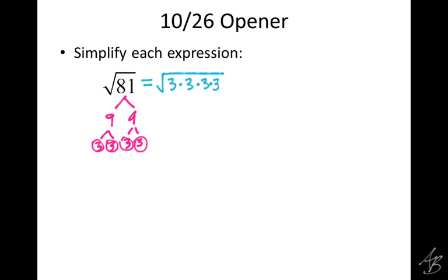Okay, then what? Then we circle pairs, so we have a pair of 3's here, and we have a pair of 3's here. Since everything's circled, everything's going to end up on the outside, which means the square root is going to be gone. So what we end up with on the outside is 3 times 3, which is 9. And again, there's no square root because everything was circled. So we get 9.